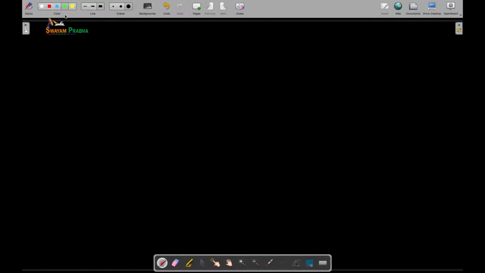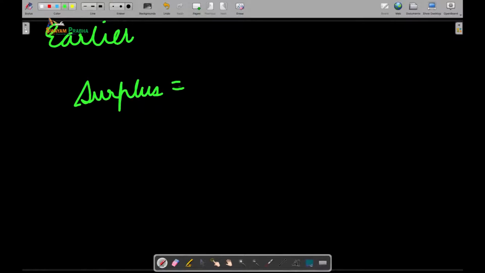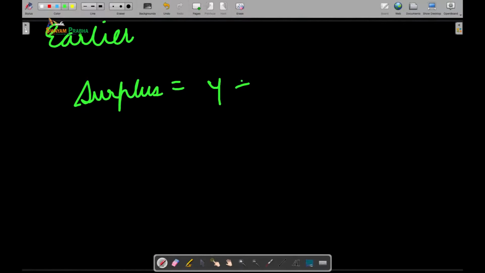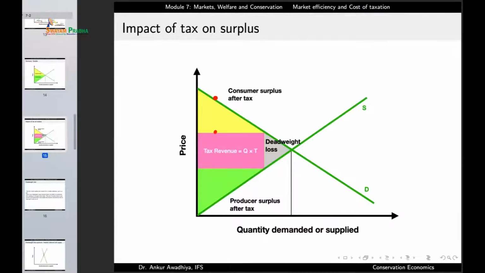So what is happening now is that earlier the surplus was this whole big triangle, which is yellow plus pink plus green plus gray area. Yellow, pink, green, and the gray area. So that was the earlier total surplus. Now we have a consumer surplus which is yellow, the government surplus or the tax revenue which is pink, and the producer surplus which is green.